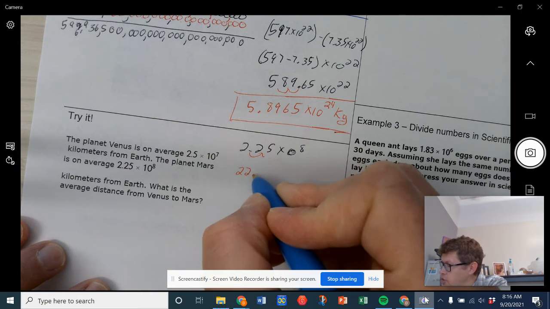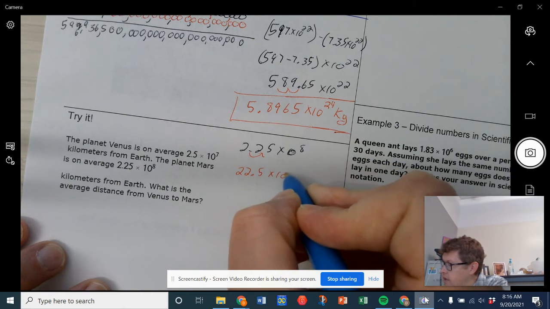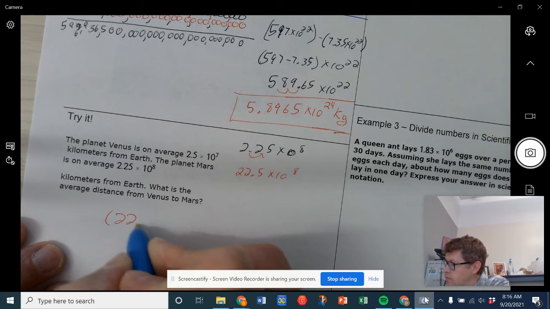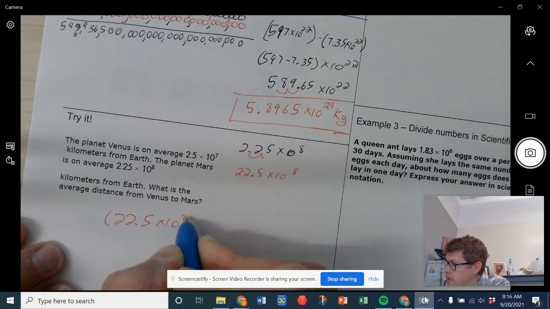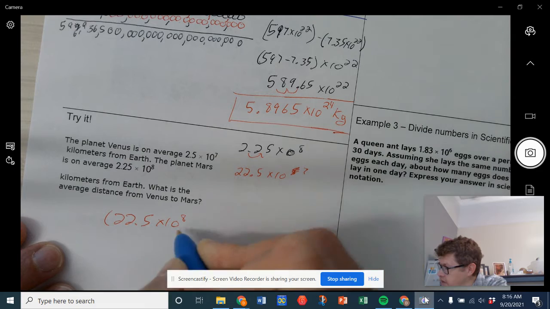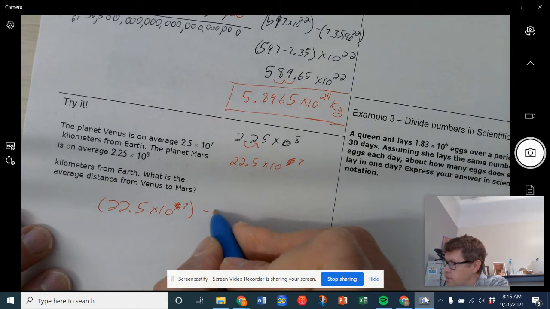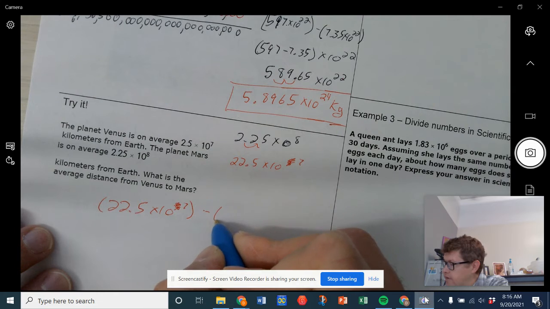So it becomes 22.5 times 10 to the 8th, and now we subtract them. So yeah, it's 22.5 times 10 to the 7th. Sorry, 7th. My bad. I totally shifted and then forgot it. And then we're subtracting 2.5 times 10 to the 7th.